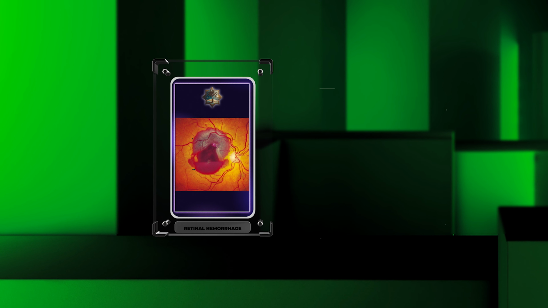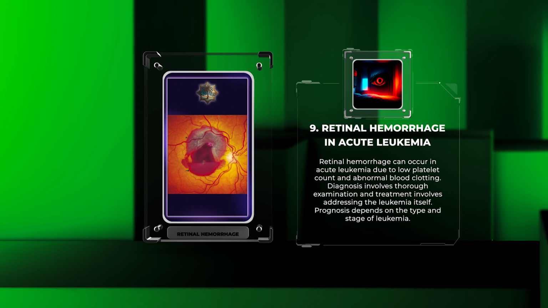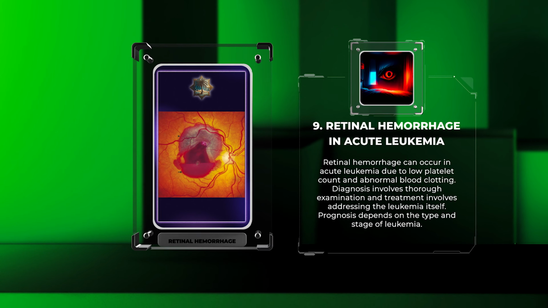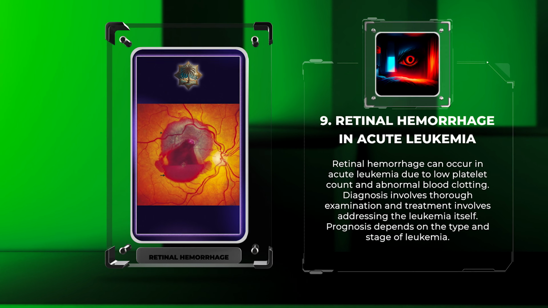Retinal hemorrhage can occur in acute leukemia due to low platelet count and abnormal blood clotting. Diagnosis involves thorough examination and treatment involves addressing the leukemia itself. Prognosis depends on the type and stage of leukemia.